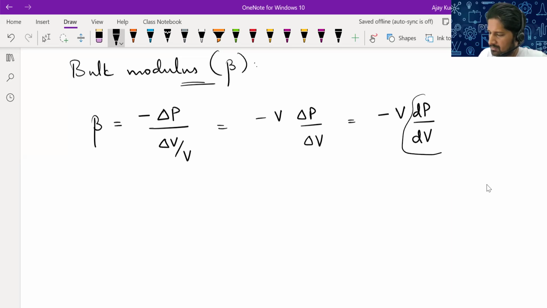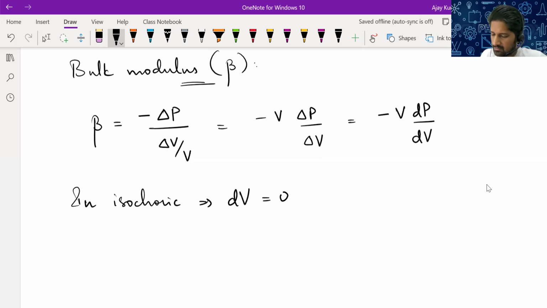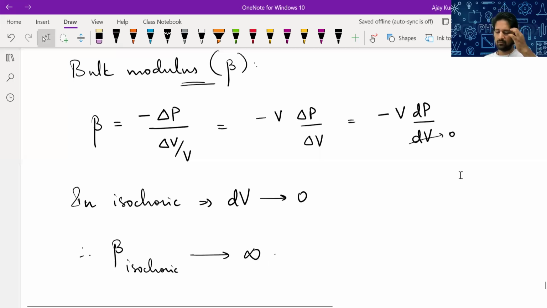And where do we get this from? We get this by differentiating the ideal gas equation. Now you don't have to do it actually because we are talking about an isochoric process. In an isochoric process, volume does not change. That means change in volume dV will be 0 or tending to 0. If dV tends to 0, the denominator tends to 0, then the bulk modulus in an isochoric process will be tending to infinity. What does that mean?